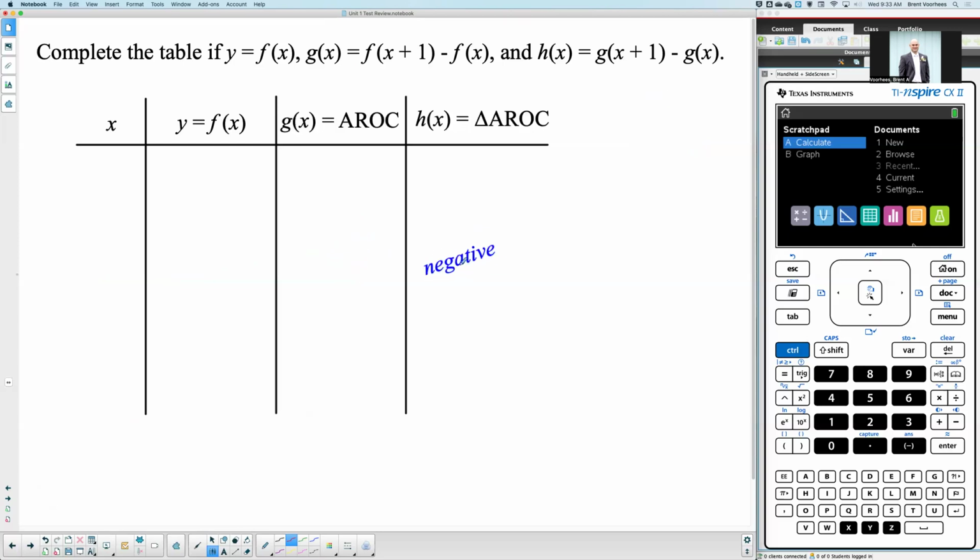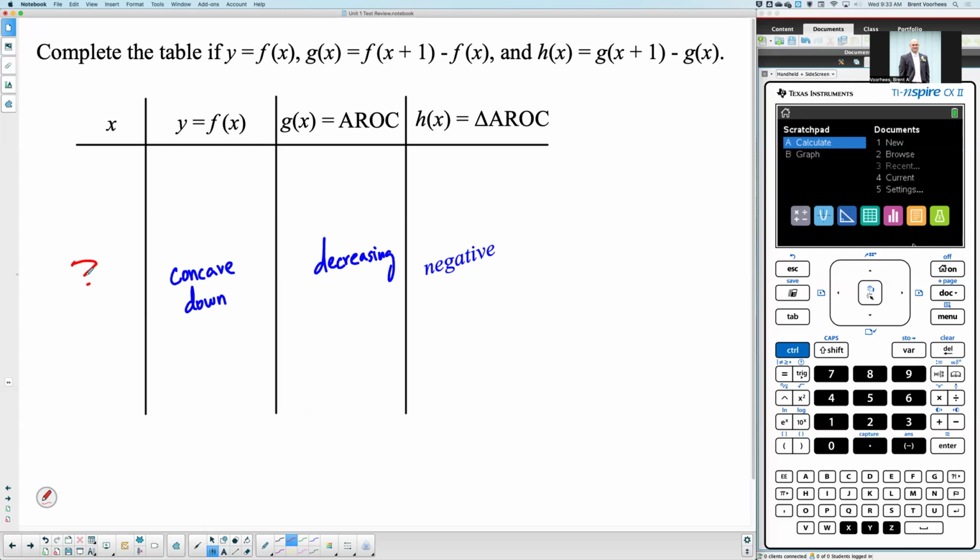What could you tell me has to be true? What's concave down? Y equals f of x. The original graph, y equals f of x, is concave down 100%. That's true. Anything else you could tell me? What is decreasing? AROC. This is decreasing. Could you tell me anything about the x's? No, can't tell anything about those whatsoever.